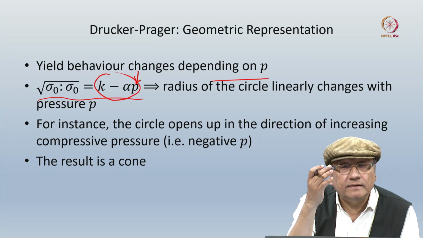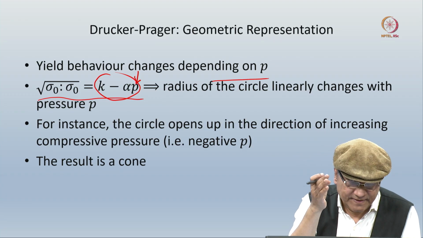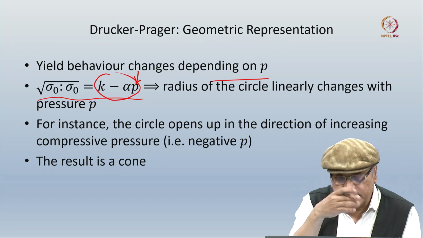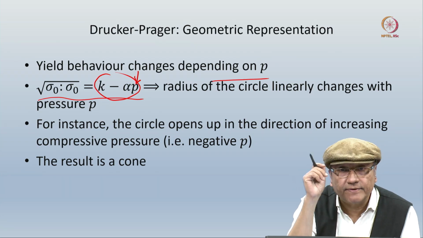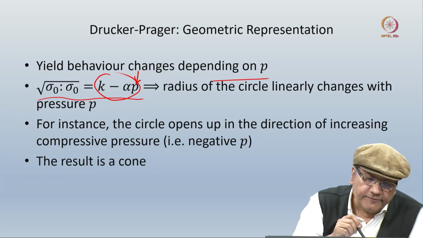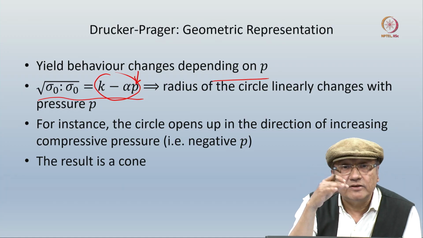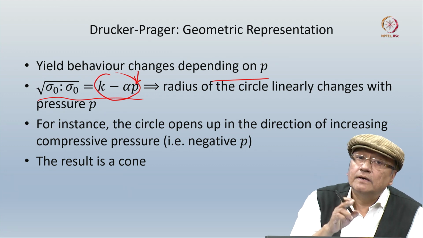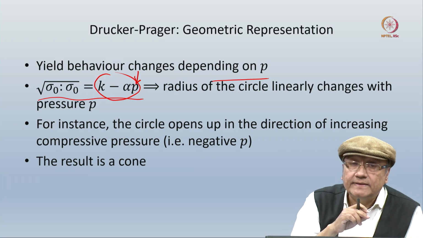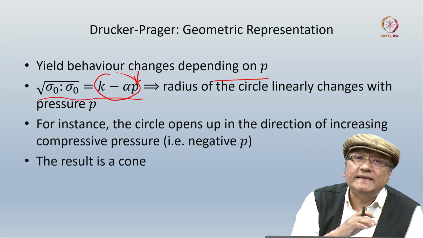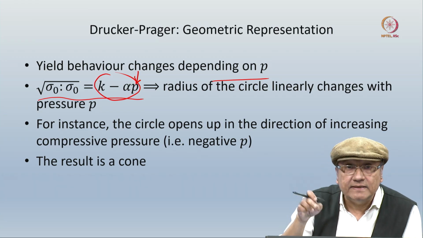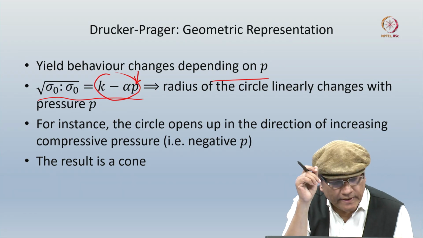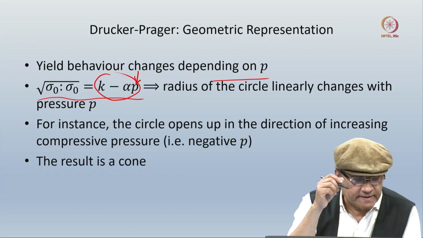If p is positive, that is if it is tensile, then it reduces the radius if alpha is greater than 0, which is indeed true. Both the parameters are greater than 0. If p is negative, that is compressive, then it increases the radius. This is also correct because if there is tensile p, then as we discussed just now, it may ease plasticity, therefore the radius of that yield surface will be smaller. Yielding will occur early, and just the opposite for compressive cases.